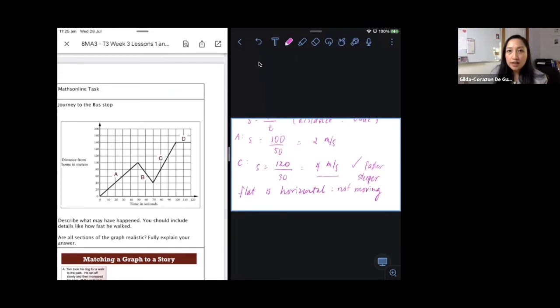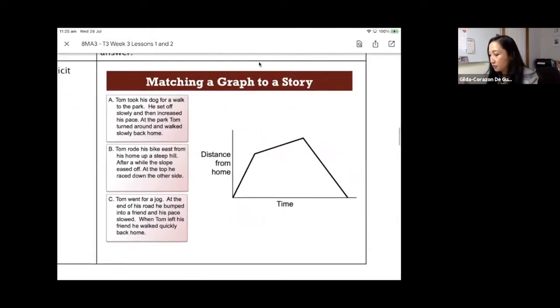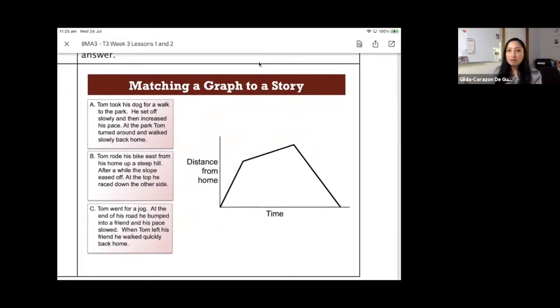All right, now this time we'll probably look at matching. Let's have a look at this graph here. So maybe some of you don't have any idea yet how they would be constructing their paragraph for the warm-up activity. So hopefully this would give you a bit of a clue or a hint as to how you'd start your story. Right, have a look at the graph, have a look at each of these stories. Which one actually matches the graph?